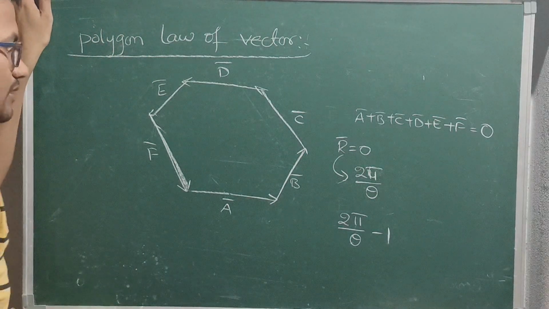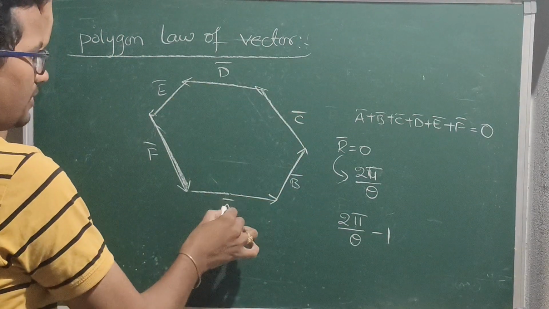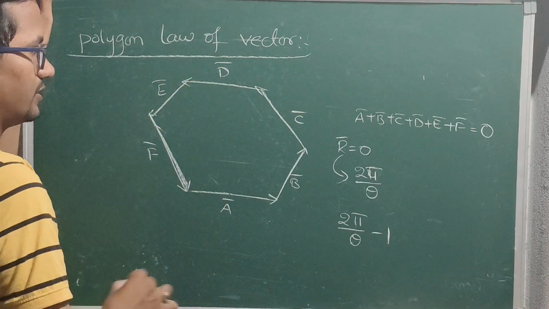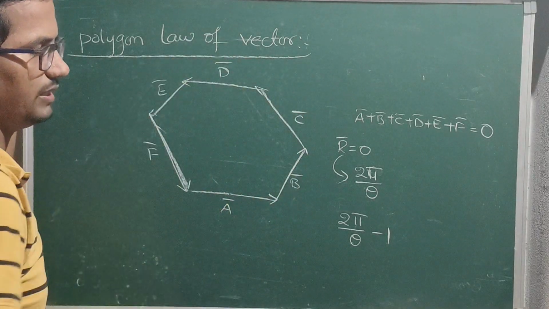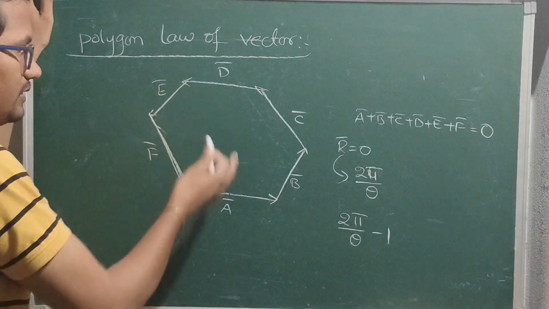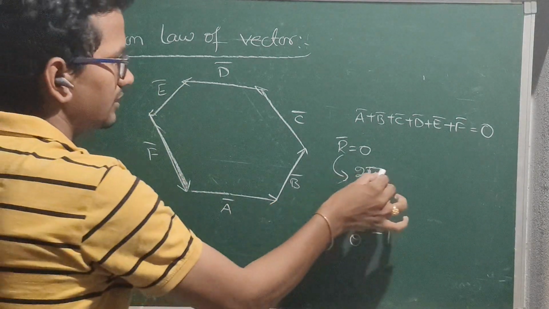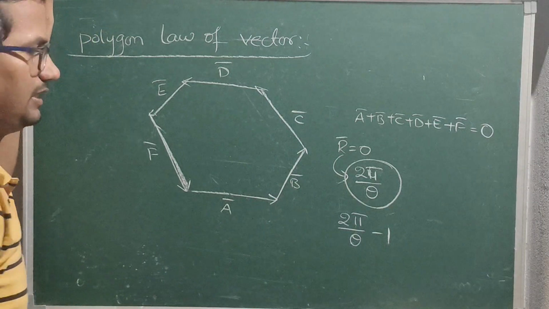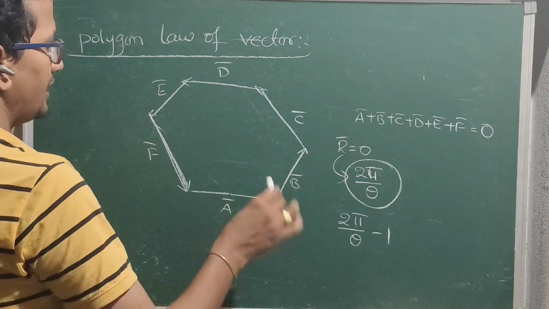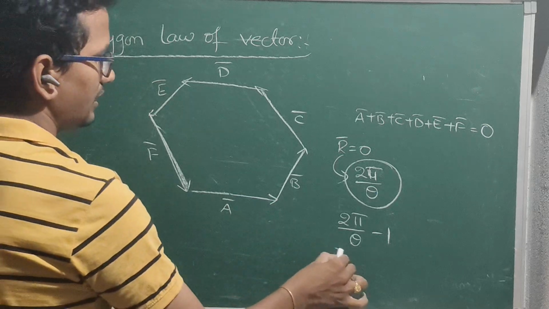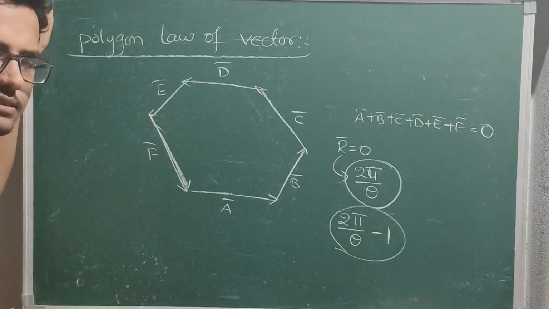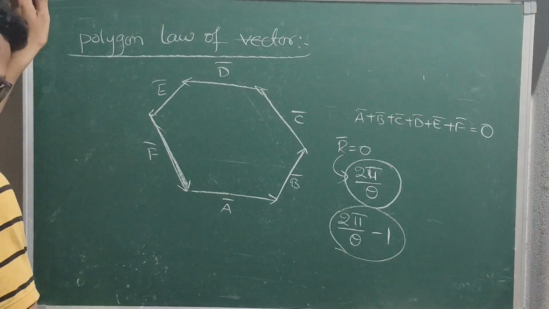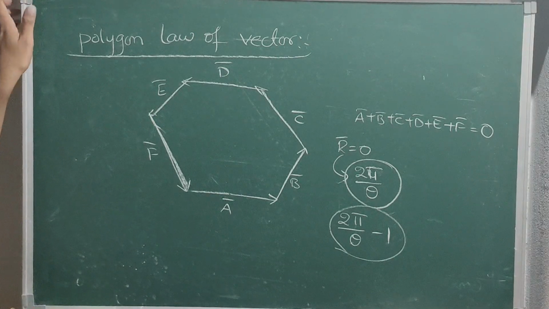Are you able to understand? If all the forces, for example, A is a force, B is a force, C force, D force, E force, F force, all in a closed path, placed or oppositely placed so the resultant is 0, then we can use this formula 360 by theta. 2 pi means 360 by theta. Otherwise, if not equal to 0, we can use 2 pi by theta minus 1. Okay, that is a very important formula for the polygon law of vector.